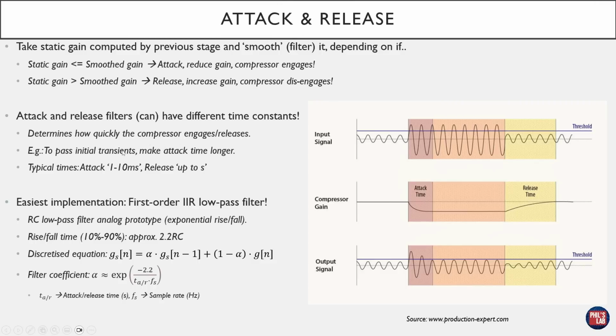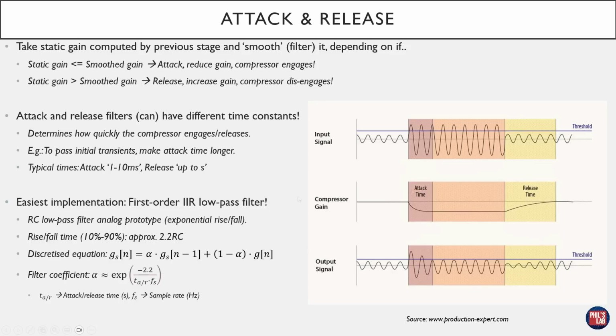And for instance, setting the attack time longer will help pass initial transients, so the compressor doesn't clamp down if you're trying to let the transients through. Typical attack times might be on the order of a couple of milliseconds, and release might be as long as a second. If we think of implementation, we have our static gain, and we want to filter it.